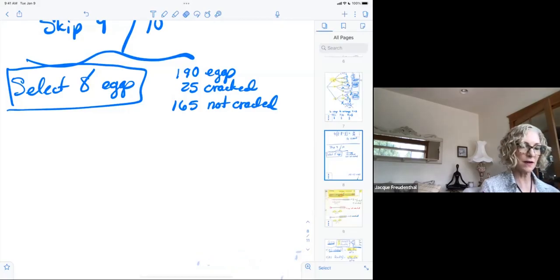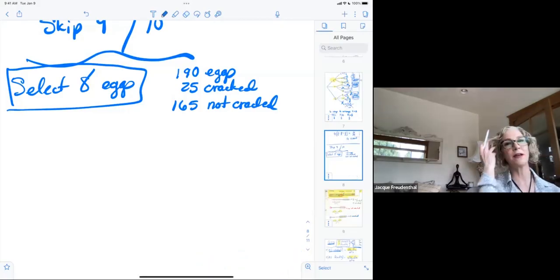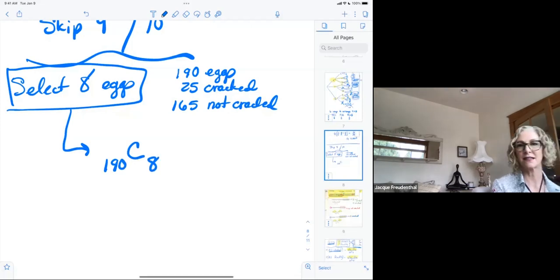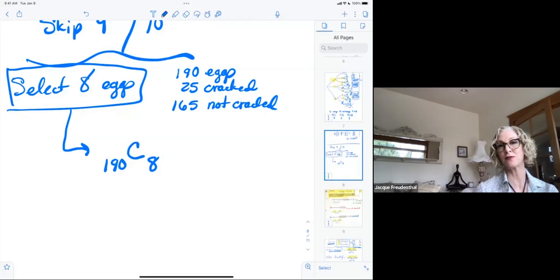So the very first thing I want to do is I want to know how many ways can I select 8 eggs. So the first thing is the combination out of the 190 eggs. I want to select 8. That's your denominator. That's the total number of ways we can select 8 eggs, whether they're cracked or not. So if you think about how many ways you have 190 eggs and how many ways you can select 8, and they can all be arranged. Okay, so now that's the denominator.